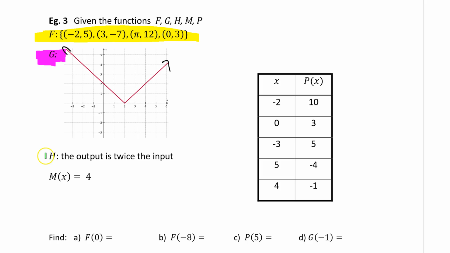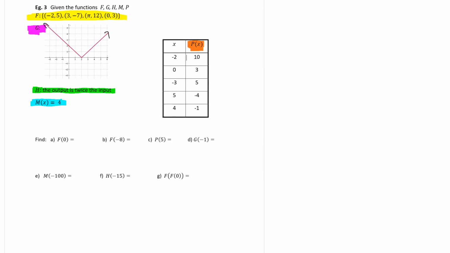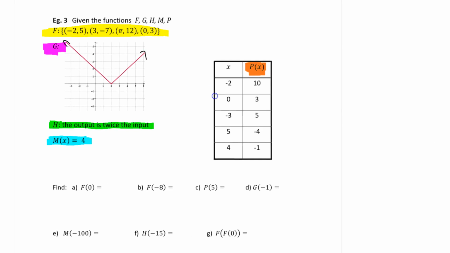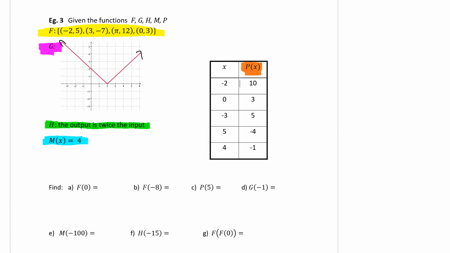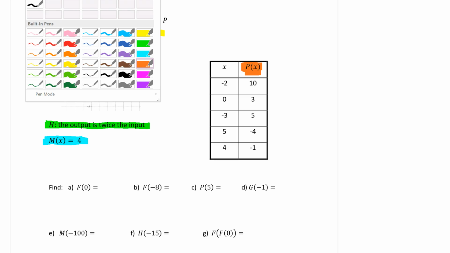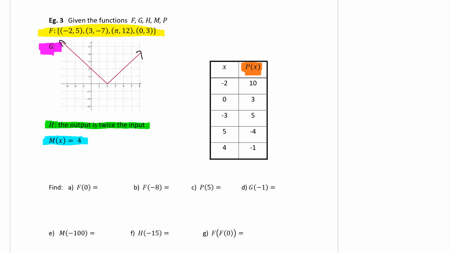We also have a relation in words. The output is twice the input. We have a relation expressed as an equation. And we have, last but not least, p of x expressed in a table of values. So what we're going to do is use the various forms that we see in front of us, read them, and just give the output. So let me just get back to writing here.